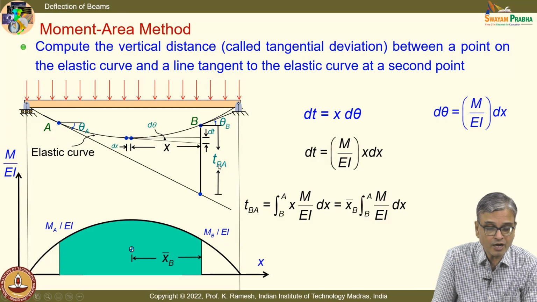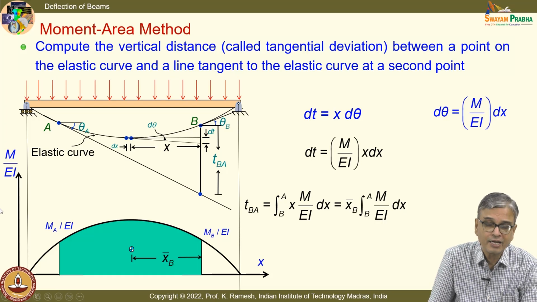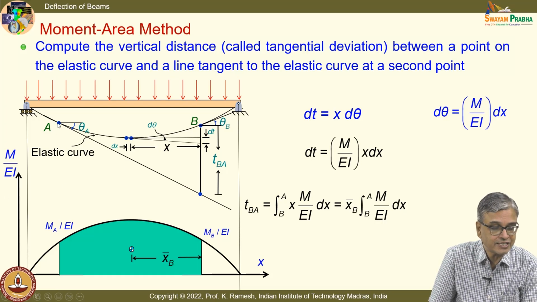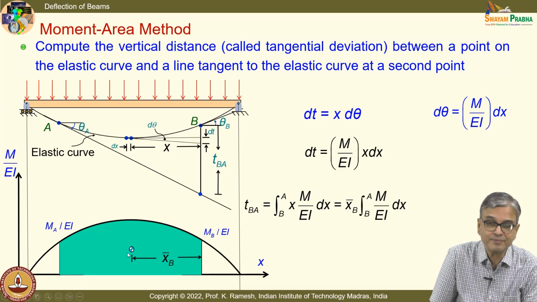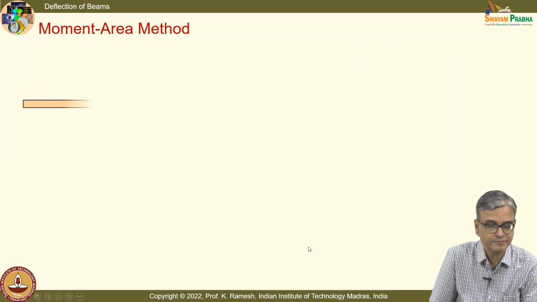Here I have shown how to do it from B to A. Suppose I want to do it from A to B, what I should do? I should extend this slope, and then I should find out what is the deviation from point A to this slope. For that, what will you do? You will take the distance from this side for you to do the first moment of area. We will see that in the next slide. Okay.